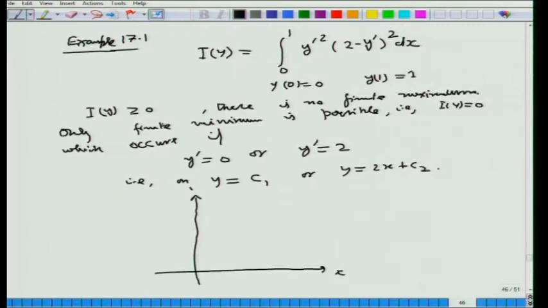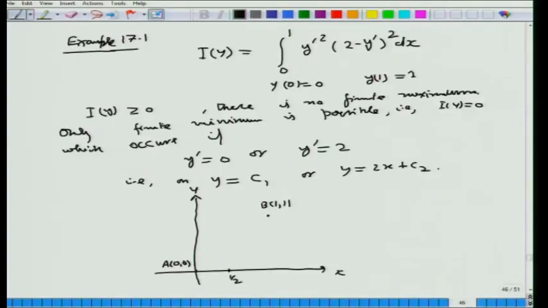This is the x-y axis, and here this point A is (0, 0) and B is (1, 1), and here let us say this is half. Here, of course, y equal to x is the line joining these two points, which is a straight line, because for this functional the extremals are straight lines. Okay. So we have a line joining these 2 points, that is y equal to x, but on that y prime is not 0 nor y prime equal to 2. So this I(y) will not be 0 for that.